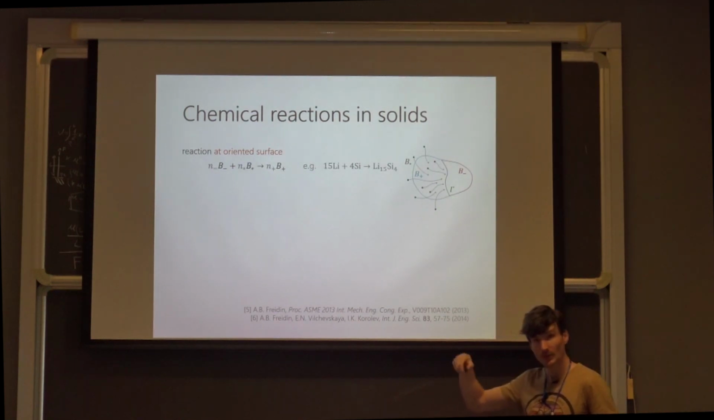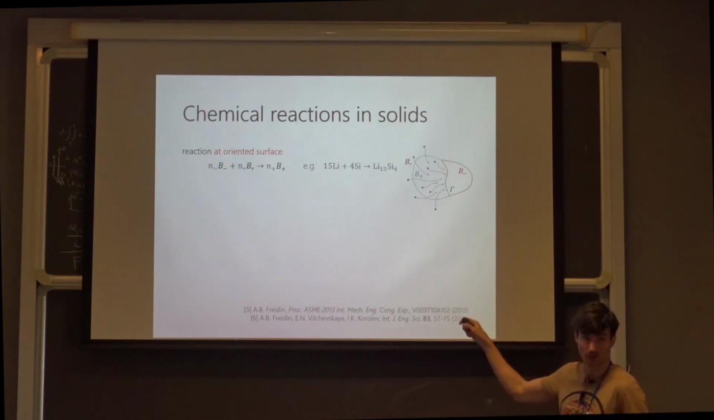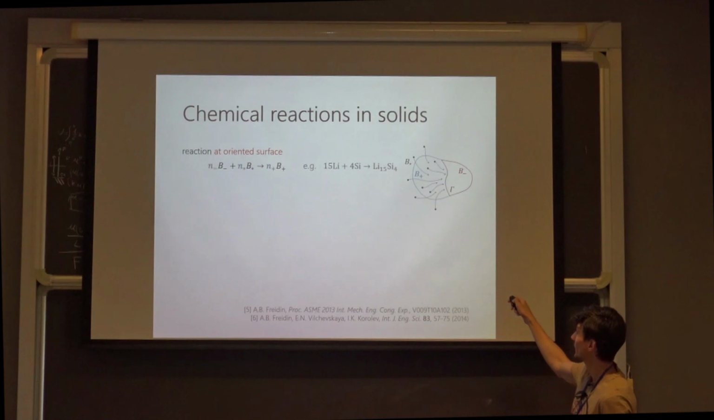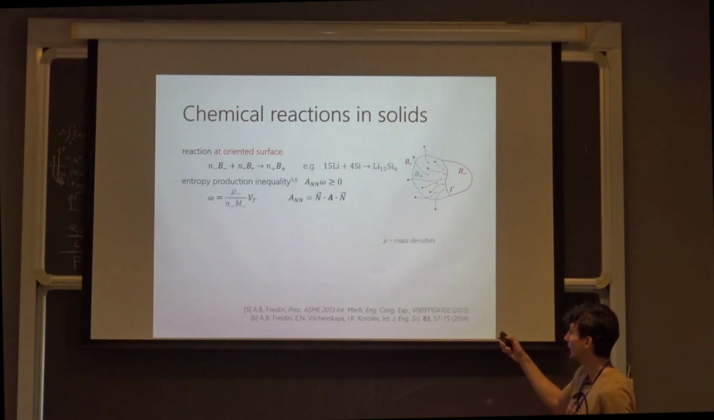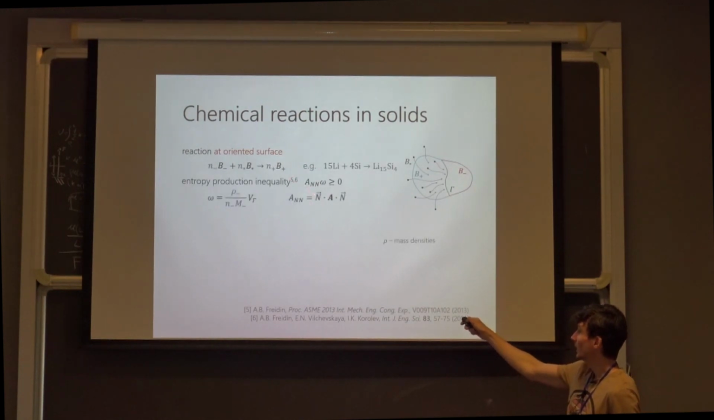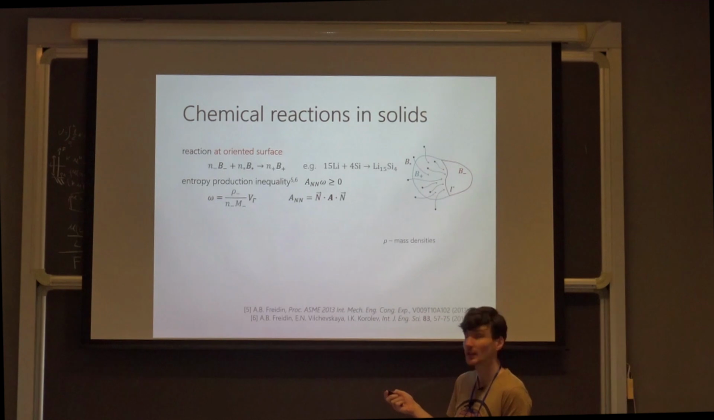So going back to this visualized slide of this germanium nanowire, or lithiation of silicon. We actually worked on lithiation of silicon in lithium-ion batteries. So this reaction takes place on this oriented surface, gamma. And in this case, we have exactly the same behavior, exactly the same entropy production. But now this proportionality coefficient, this chemical affinity, becomes the normal component of a tensor.